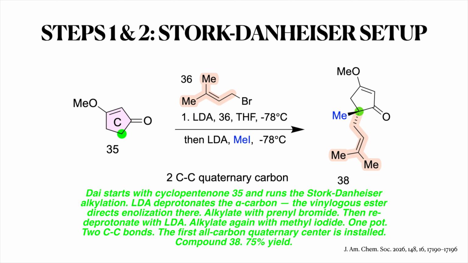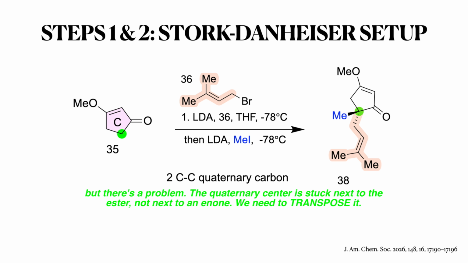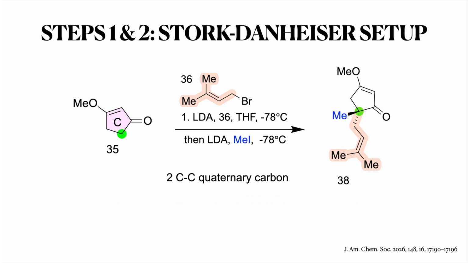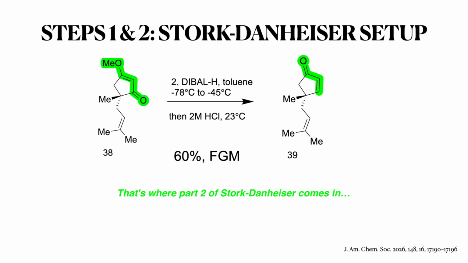Compound 38, 75% yield. But there's a problem. The quaternary center is stuck next to the ester, not next to an enone. We need to transpose it. That's where part 2 of Stork-Danheiser comes in.